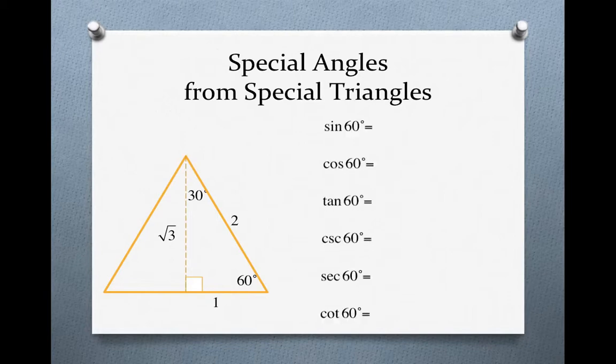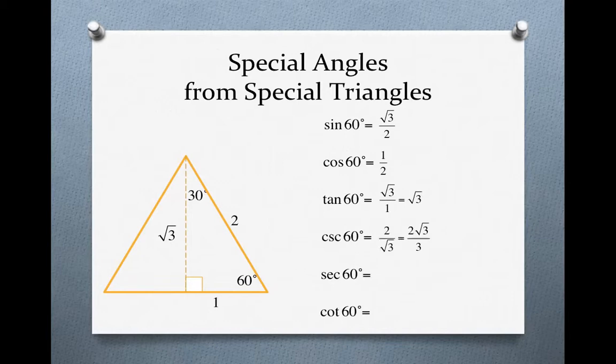And so now we can go through the same process of finding the trig functions for an angle of 60 degrees. For the 60-degree angle, the opposite side is going to be the square root of 3 over the hypotenuse of 2. So square root of 3 over 2 is our answer. For cosine, our adjacent is going to be 1 over the hypotenuse of 2. So cosine of 60 is 1/2. For tangent, we'll have the square root of 3 over 1, so just square root of 3 for tangent.